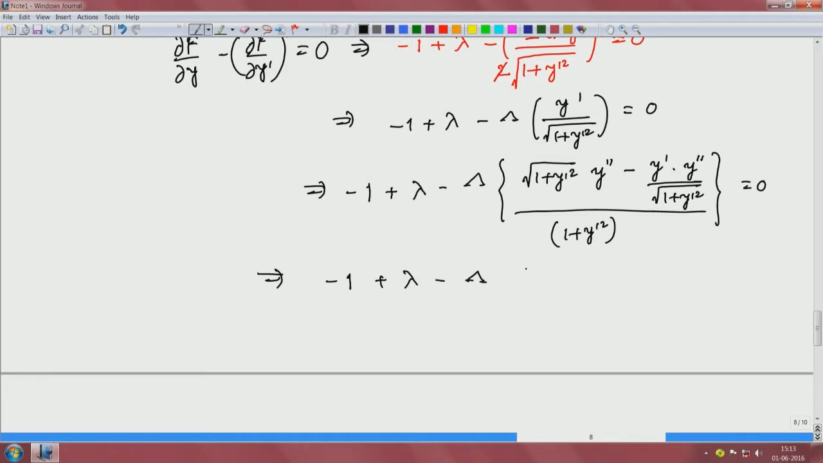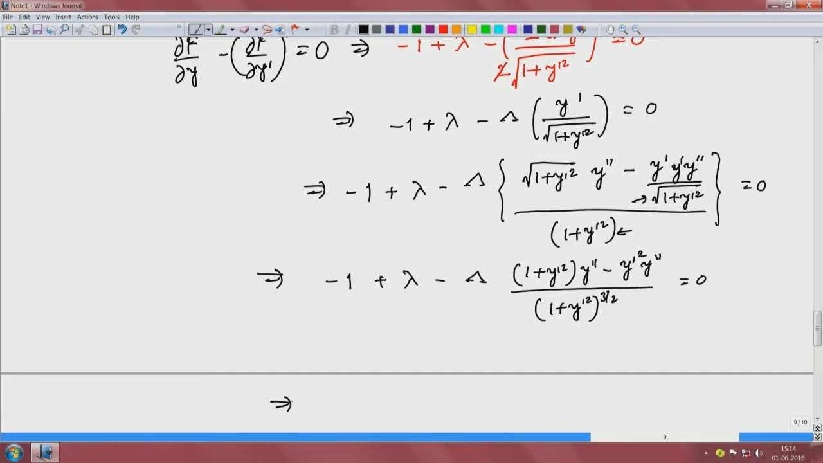So, let me write that. It will become 1 plus y prime square into y double prime minus y prime. Here I will get y prime, and there will be another y prime when I take the derivative, so that becomes y prime square y double prime, I suppose. And here we will get 1 plus y prime square raised to 3 by 2, because we already have this, and this is coming together, that is equal to 0.